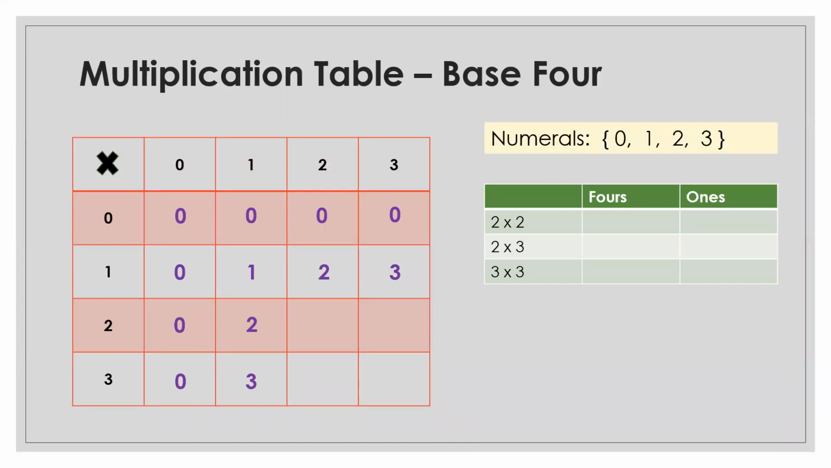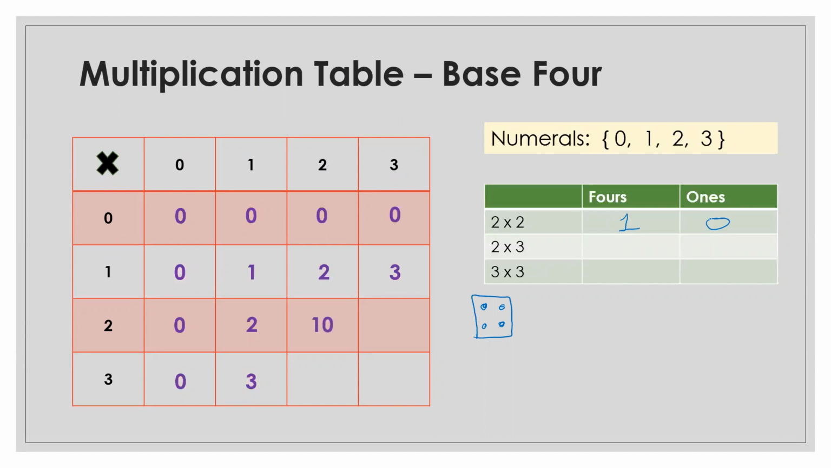Okay, so the first we want to think about is 2 times 2. By definition, we would say that is 2 groups of 2. And as we can see, 2 groups of 2 make 1 full group of 4. That would be 1 full group of 4, and no singles, so that would be 1, 0.